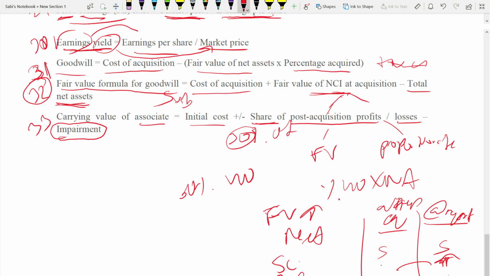Why? Because impairment is also a cost. No? See, from this post-acquisition profit, from that profit, you have to deduct the cost also. And this impairment is an expense. That expense you have to deduct, but only to the associates, right? For the associate, the impairment for the associate you have to deduct. Not the whole amount of impairment.